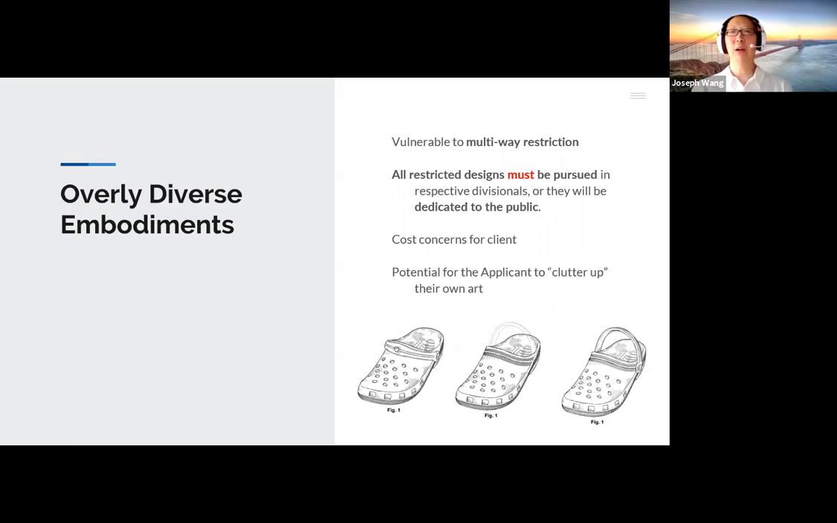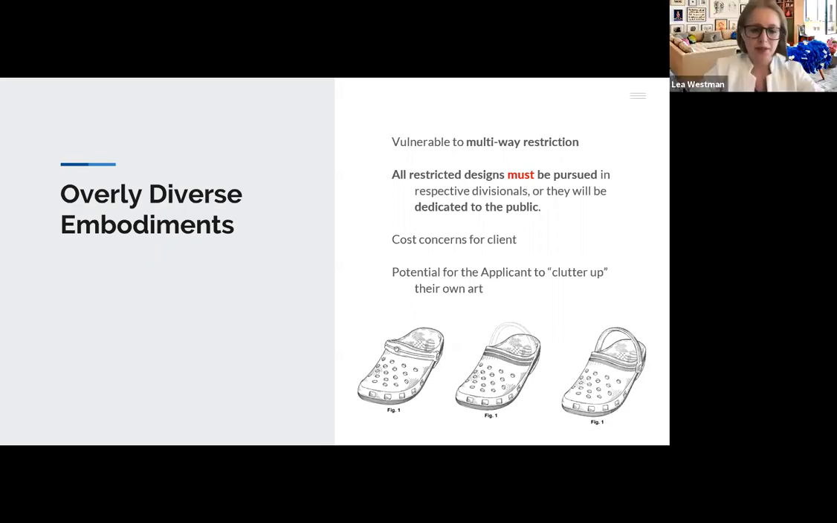Under Egyptian Goddess, you have cluttered up your own art, right? Now it's very difficult to argue for a broad interpretation of any one of those designs, especially if they all look very visually similar. Yeah, I think we'll wrap up overly diverse embodiments.